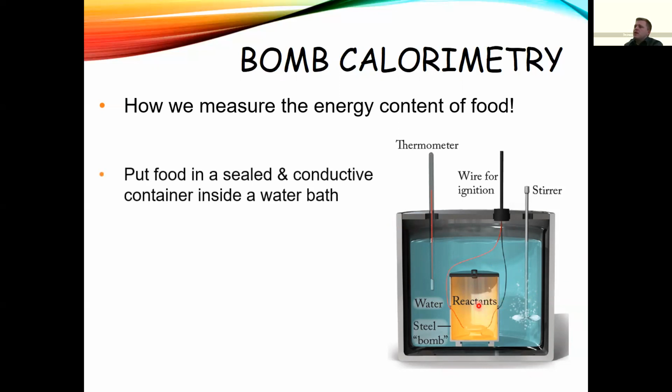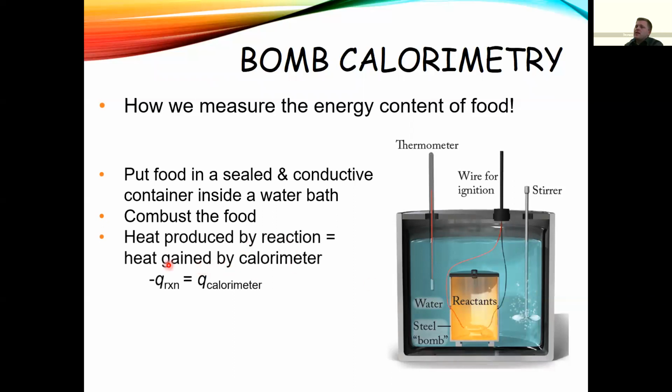So we put our food in this sealed container. And we also want this container to be as conductive as possible. So we usually use some metal. That way it'll reach equilibrium with the temperature inside more quickly. And that'll help it also to reach equilibrium with the water more quickly. We ignite the food. So sometimes it will explode. A lot of times it'll just burn.